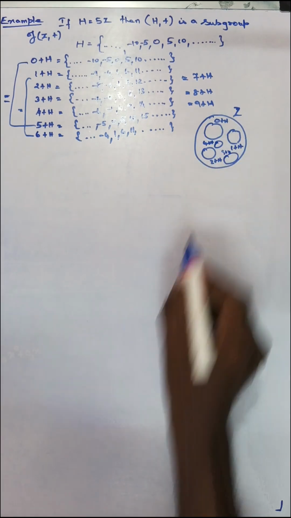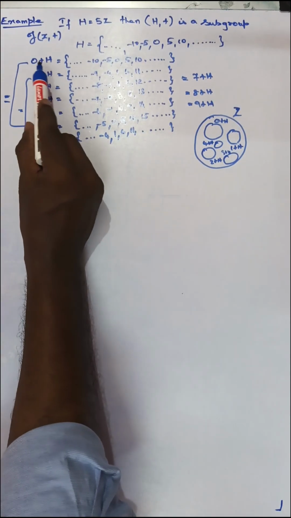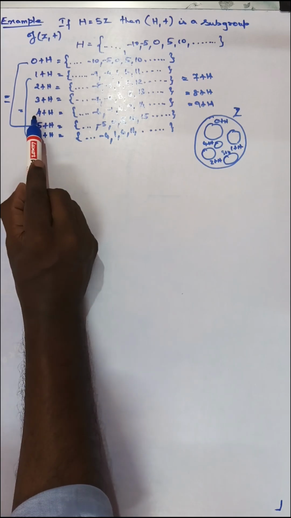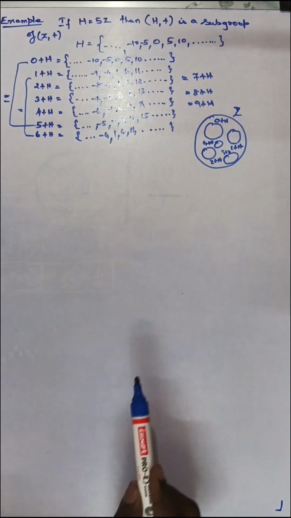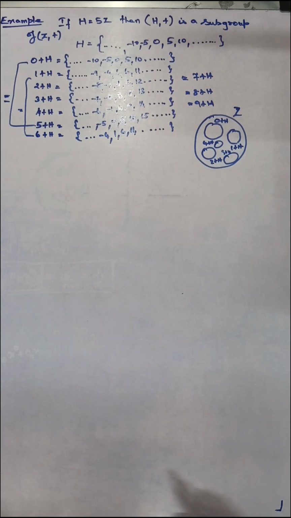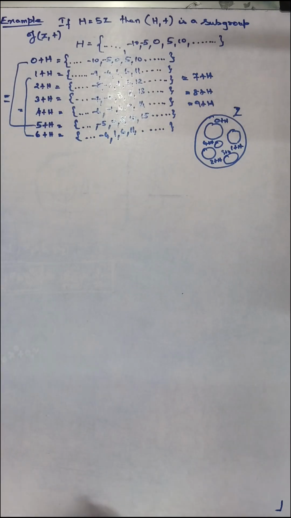If you add all these partitions, 0 plus H, 1 plus H, 2 plus H, 3 plus H, 4 plus H, if you take the union of all of them, it is nothing but Z. This is what we're going to see in the first theorem, the partition theorem.